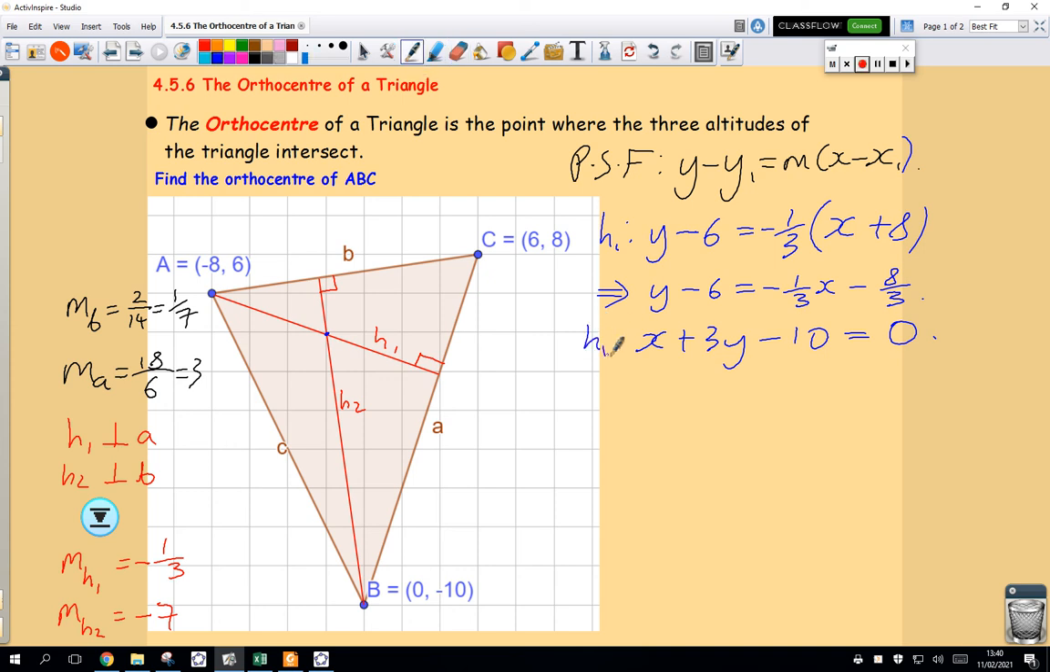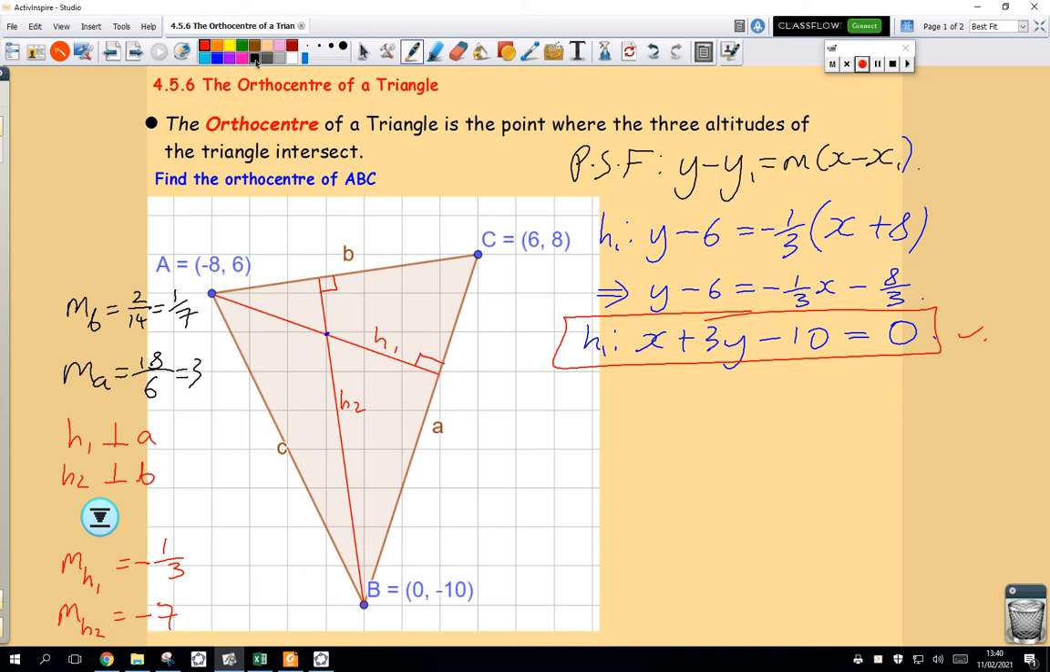H1 has the equation when the x-coordinate is added to 3 times the y-coordinate, and then we take away 10, we should get 0. Okay, notice here x-coordinate added to 3 6's, negative 8 added to 3 18's, that's going to be positive 10, subtract 10, I get 0. I am pretty confident that that's correct.